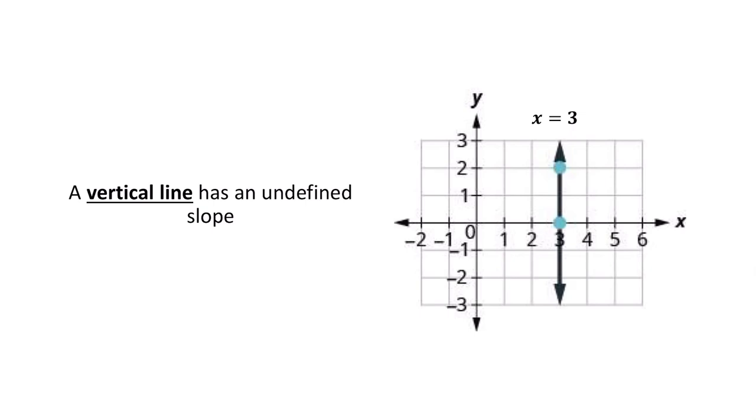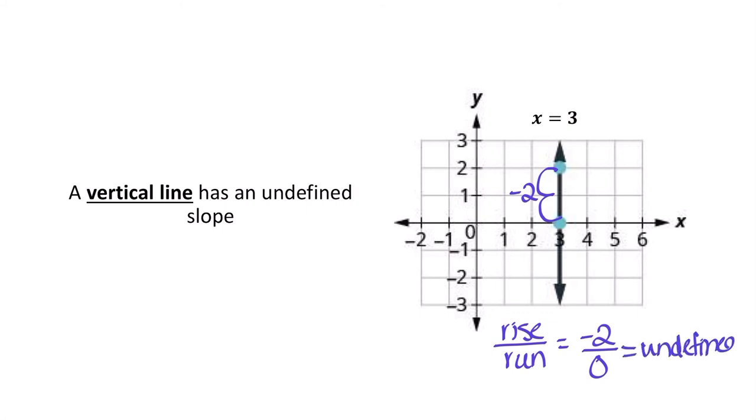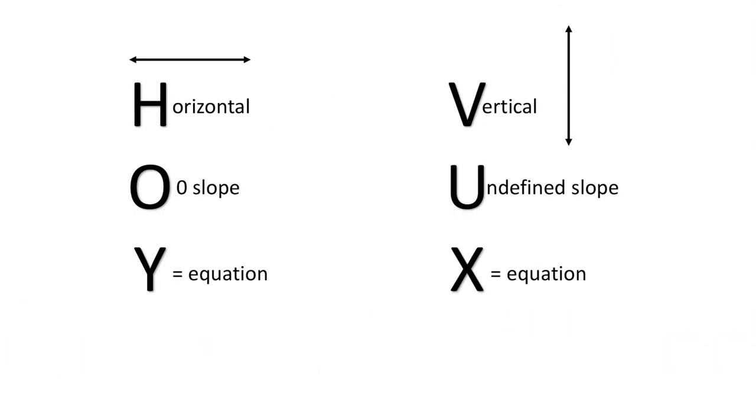A vertical line will have an undefined slope. Let's look at this example. If we're calculating the rise over the run, the rise will be down 1, 2, so -2. The run, well, there's no horizontal change, so the run will be 0. Remember, I can't divide any number by 0. That is why my slope will be undefined, because it is impossible to divide a number by 0. Well, at least for now, until you get to calculus.